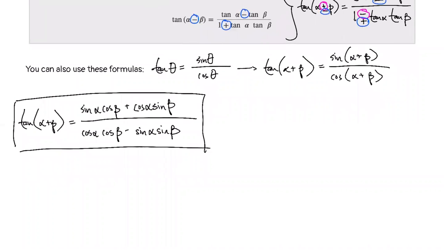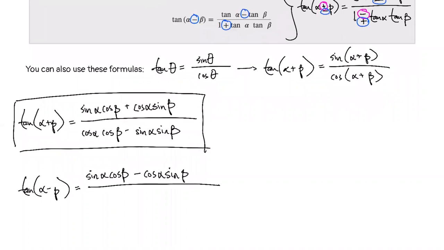now we can do the same thing for tangent of alpha minus beta. So if we're going to find the difference, well, then I take the sine formula, but the difference one, so with a minus in there, and I'm going to take the cosine difference.